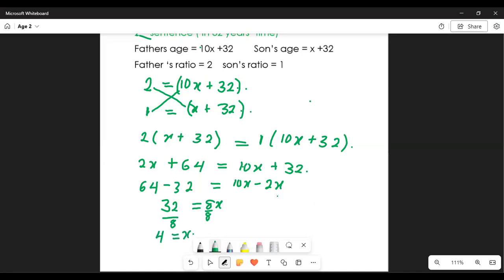And x represented the son's age. So the son's age is 4. If the son's age is 4, the father's age will be 10 multiplied by 4, which is the same as 40. And so the sum of their ages will now be equal to 40 plus 4, which is 44.